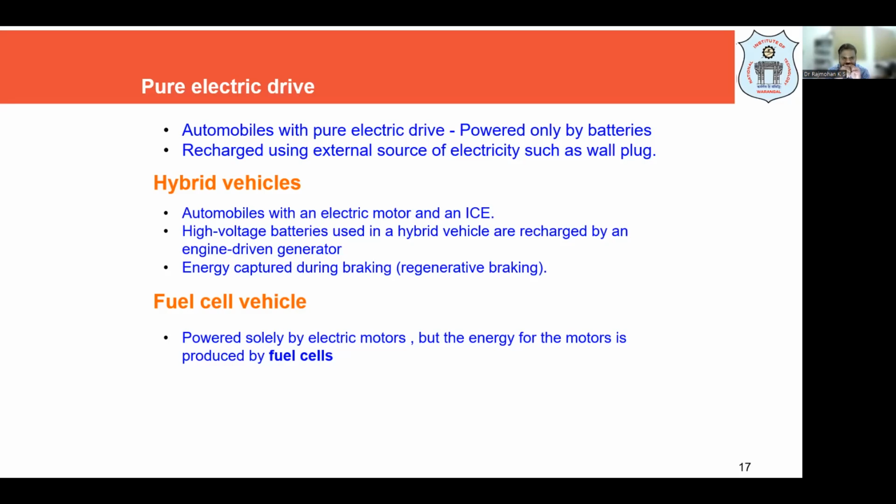And if you look at hybrid vehicles, these are automobiles with an electric motor and an IC engine, and a high voltage battery is used in a hybrid vehicle. They are recharged by the engine which is running. Actually, say your car is there and you are not using it for 20 days, what will happen? Your battery will go down. That's why you have to start your car and run it for 10 minutes in your car parking, so that your battery gets charged.